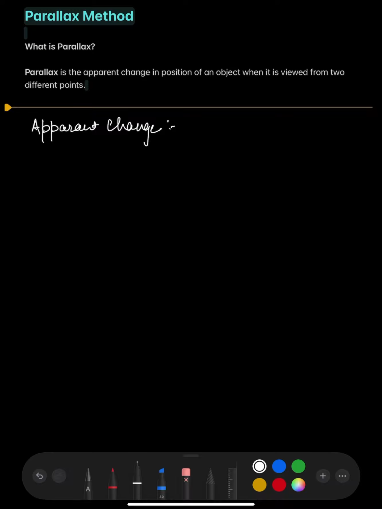So what is parallax? If you look at the definition, it says parallax is an apparent change in position of an object when it is viewed from different points. There is a word called apparent change. Apparent change means it appears to be, it is not real. It appears that the position of the object has changed when viewed from two different points.